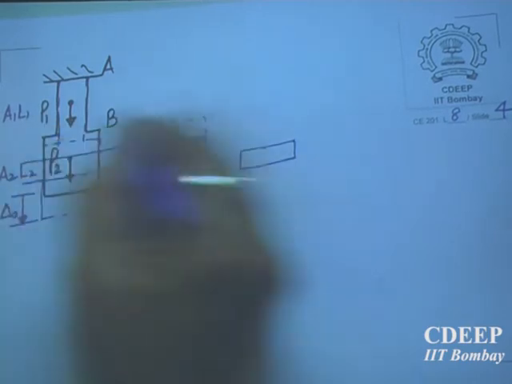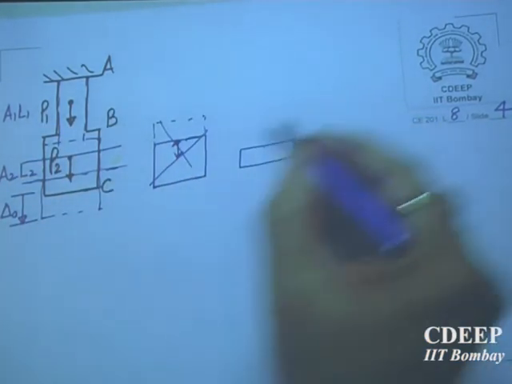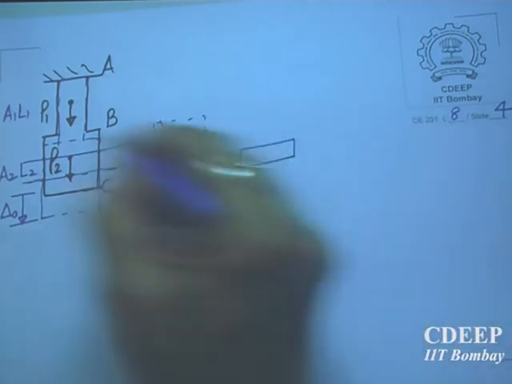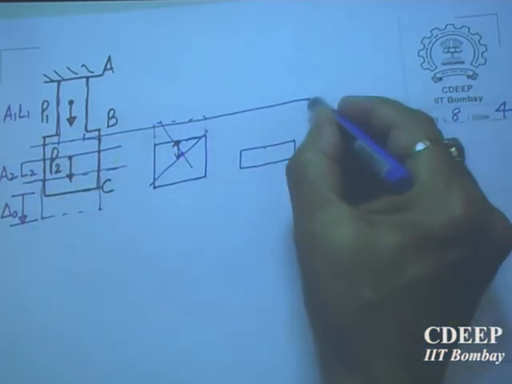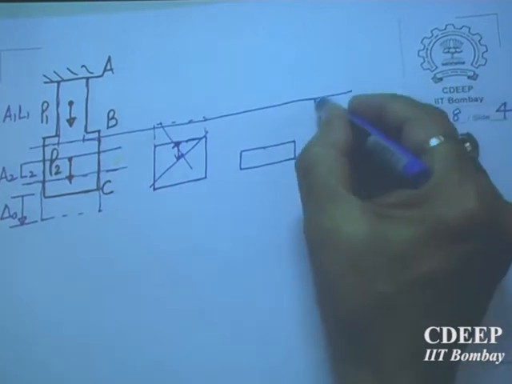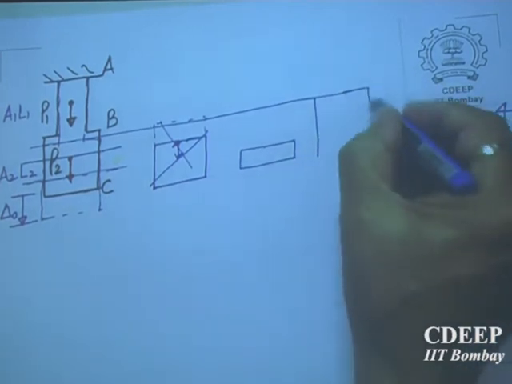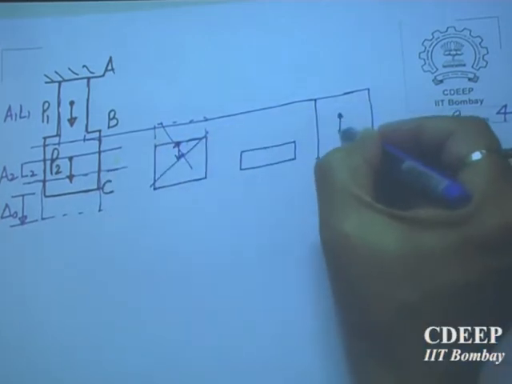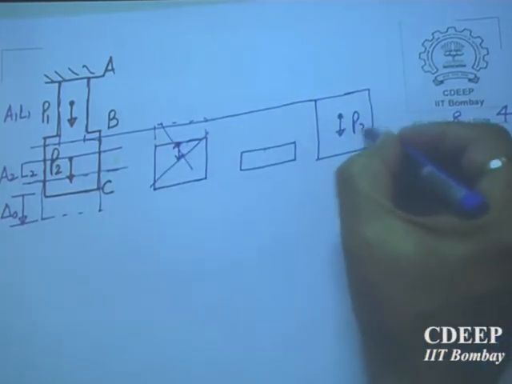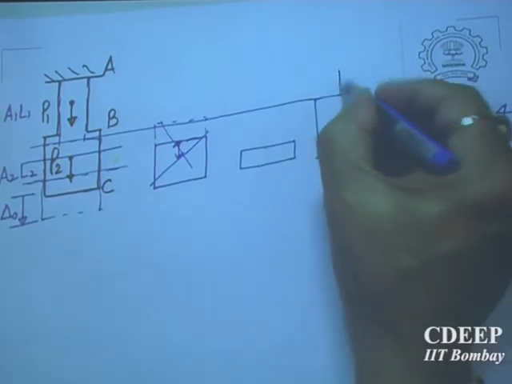Now if I take any cross section over here, it is like this. This is the center. This is P2. So here it has to be P2.